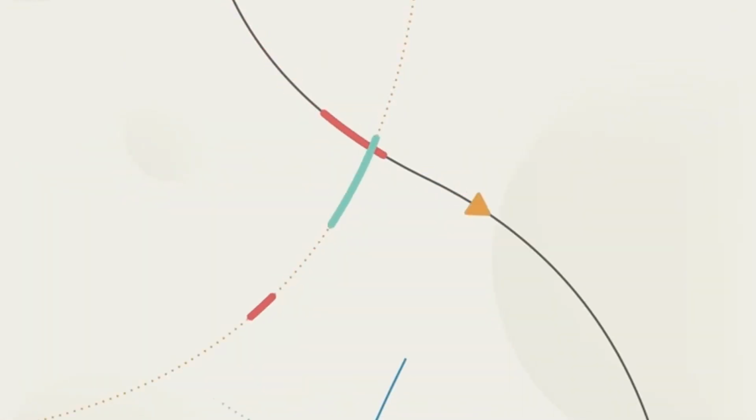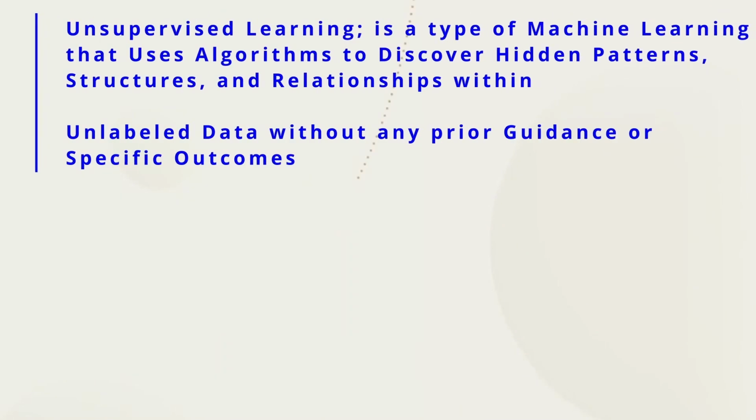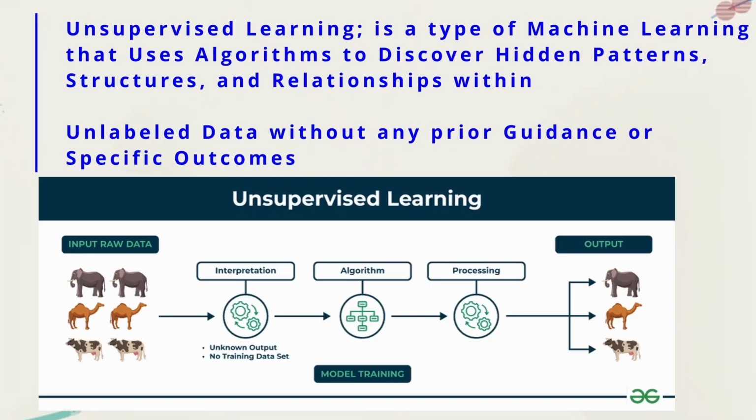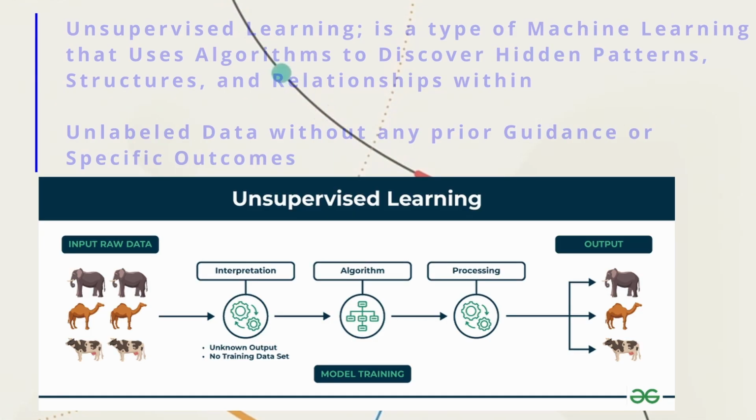Second, unsupervised learning. Here, the data is unlabeled. The algorithm has to find patterns and structures on its own. Think clustering, grouping similar items together without being told what the group should be, like finding different segments of customers based purely on their purchasing habits.